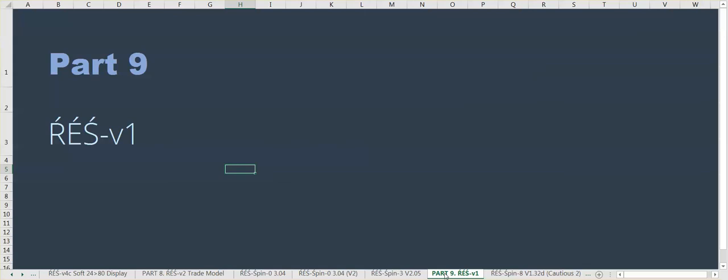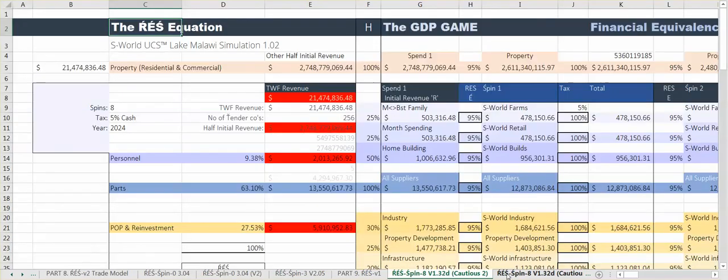Right, I think this is the last one, RES V1. This goes back to when I first started to produce long-term histories. This history, I think it was 2039, and it's exactly the same as history 2 and 3, really. It's just that instead of going down, I go across. You can see here only 9.38% of the cash flow was going to personnel. Parts was massive, 63%. Reinvestment 27%, and that reinvestment is to a degree owned by the personnel, so you could say that is a personnel thing.